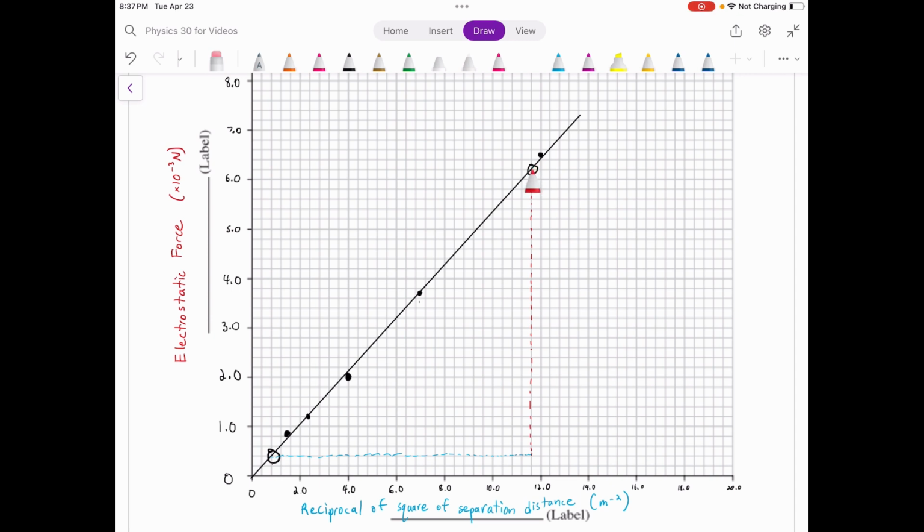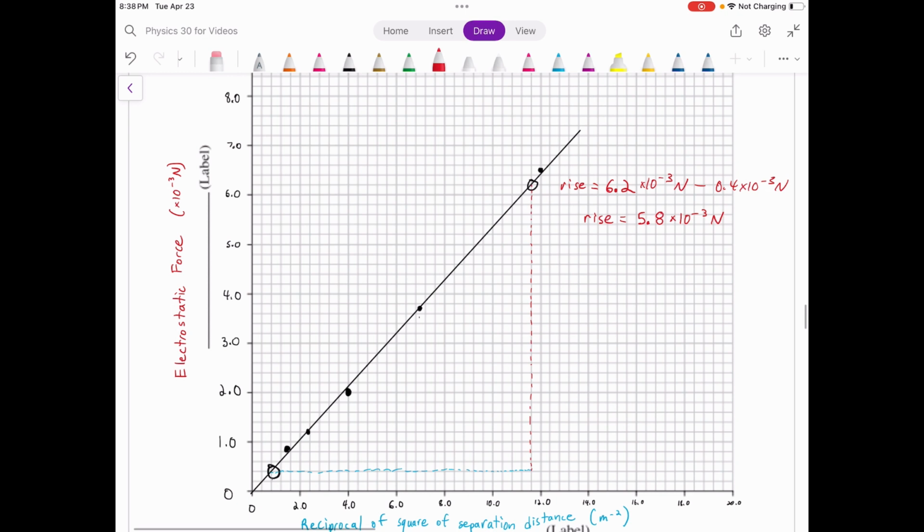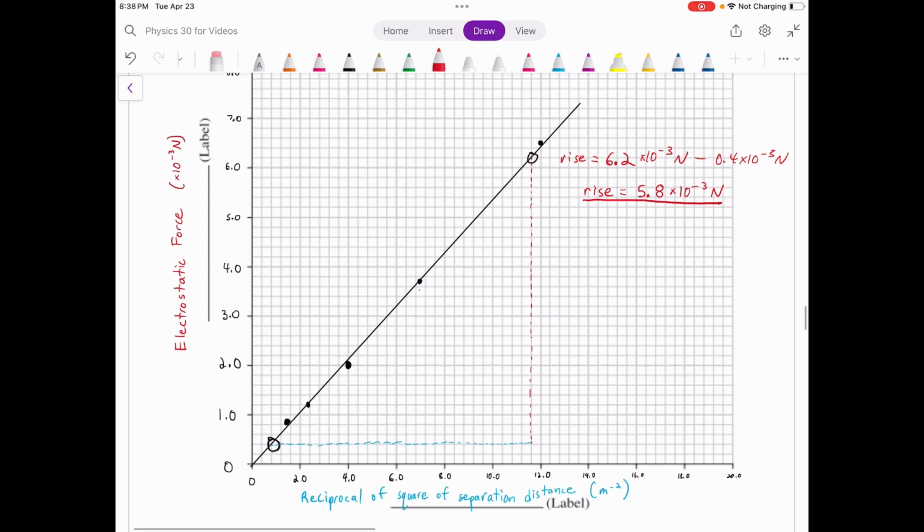So it looks like it ends up at 6 point, these are going up by 0.2s, 6.2468. Yeah, so 6.2, my rise will be 6.2. Now, don't forget about the times 10 to the minus 3, right? These aren't newtons. These are millinewtons. This is 6.2 times 10 to the minus 3 newtons. And it started from, looks like, 0.4 times 10 to the minus 3 newtons, meaning that it would have had to rise 5.8 times 10 to the negative 3 newtons between those points.